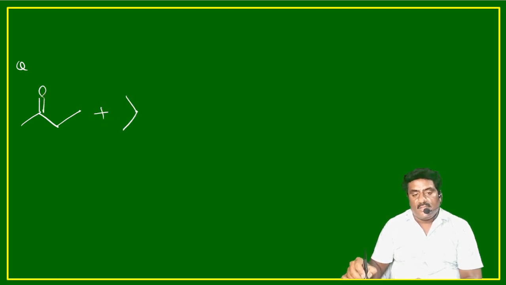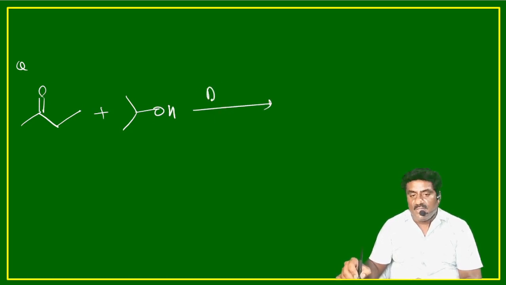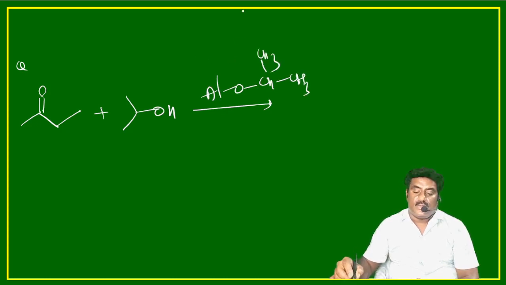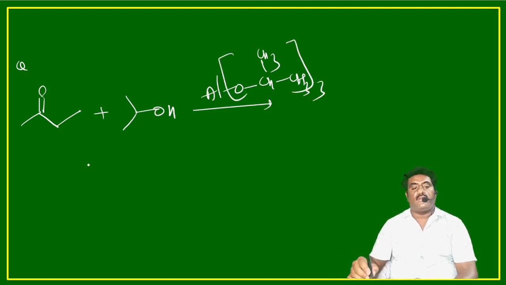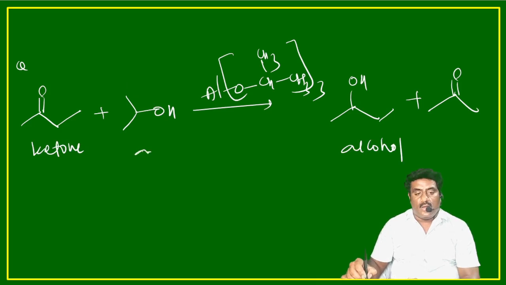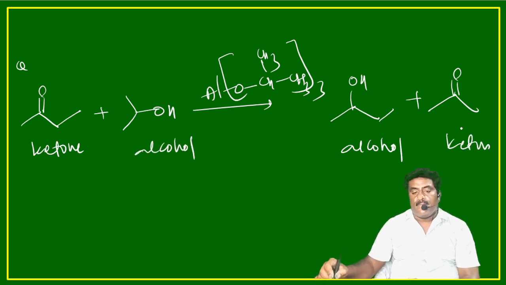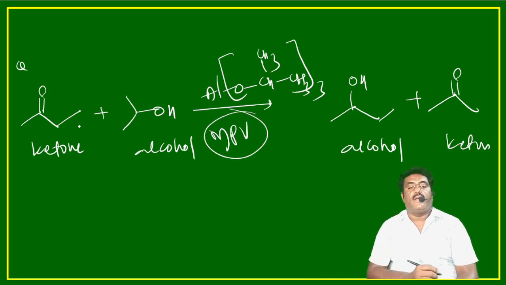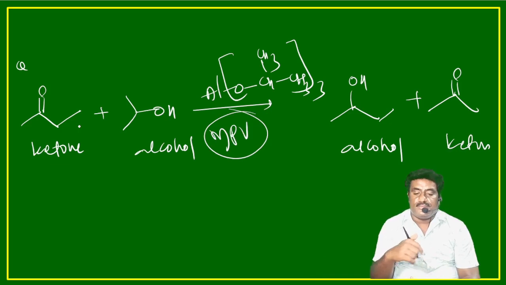I am taking one question about this. Ketone, in presence of aluminum isopropoxide, is converted to alcohol, and alcohol is converted to ketone. It is the MPV reduction. So the reverse reaction is Oppenauer oxidation.